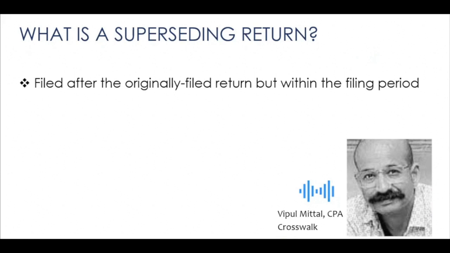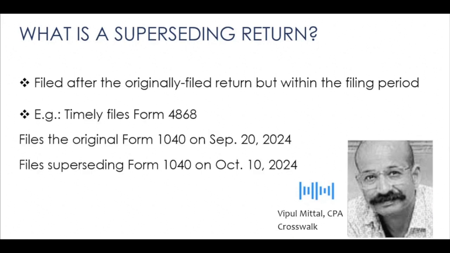For example, you are required to file your tax return by April 15th, 2024, let's say. You timely file Form 4868. So now the extended due date is October 15th, 2024, and you can file your tax return by October 15th. You file your tax return before October 15th, that is September 20th, 2024. This is your originally filed tax return, and you file that on September 20th, 2024.